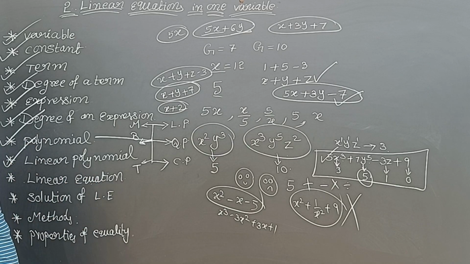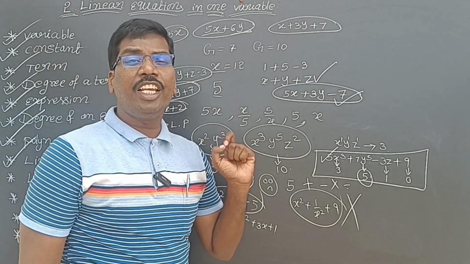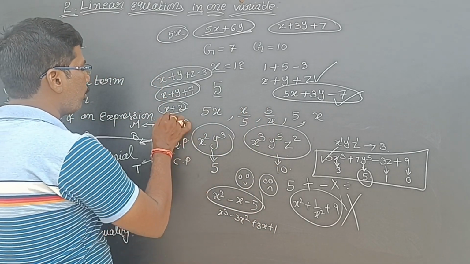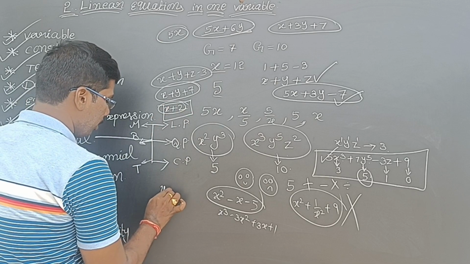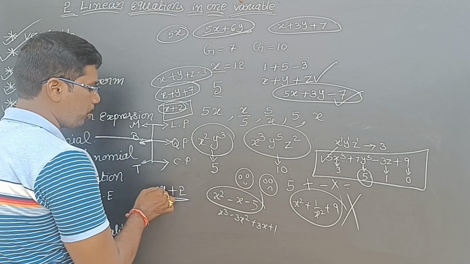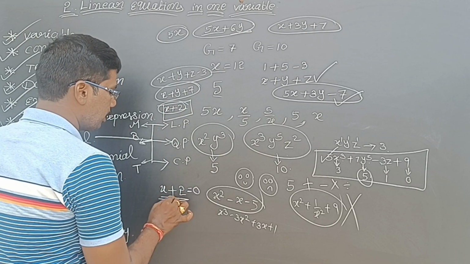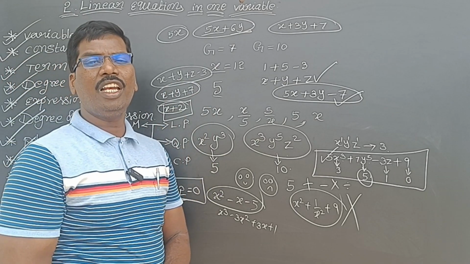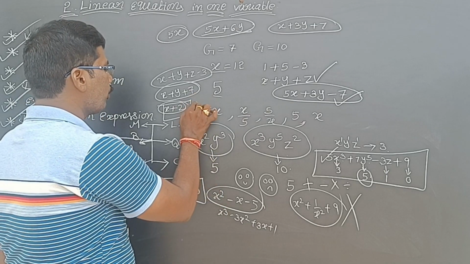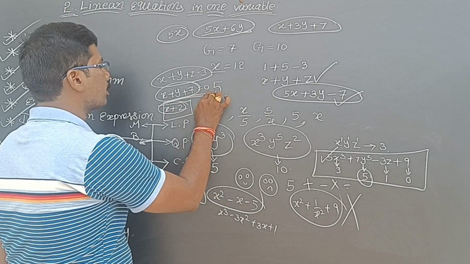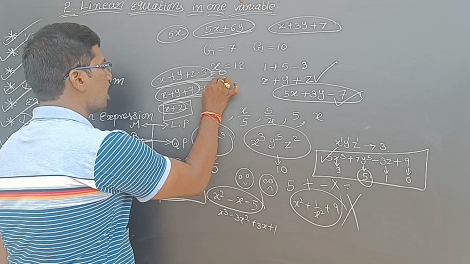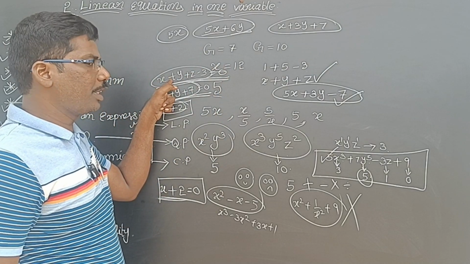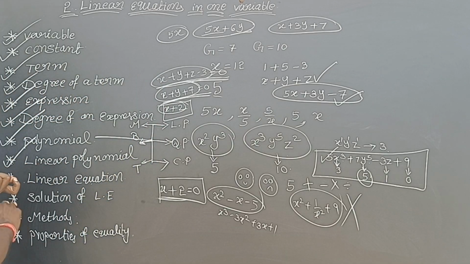Linear equation. So what does linear equation mean? A linear polynomial which is equal to 0. This is a linear polynomial, x plus 2. If it is equal to 0, then that is called a linear equation. If I put 0 here, this is also a linear equation. So this is a linear equation, this is also a linear equation, and this is also a linear equation.